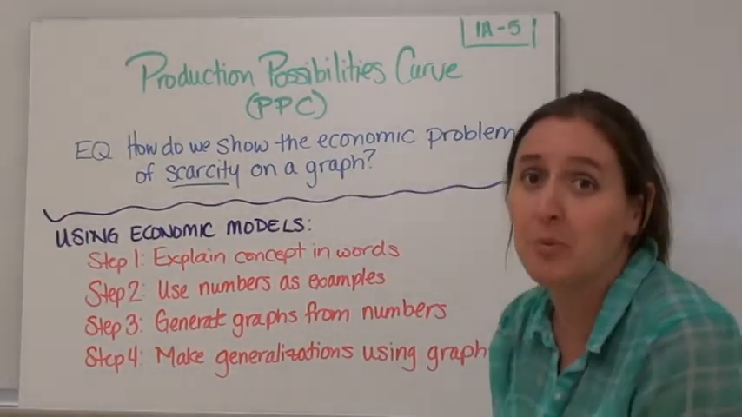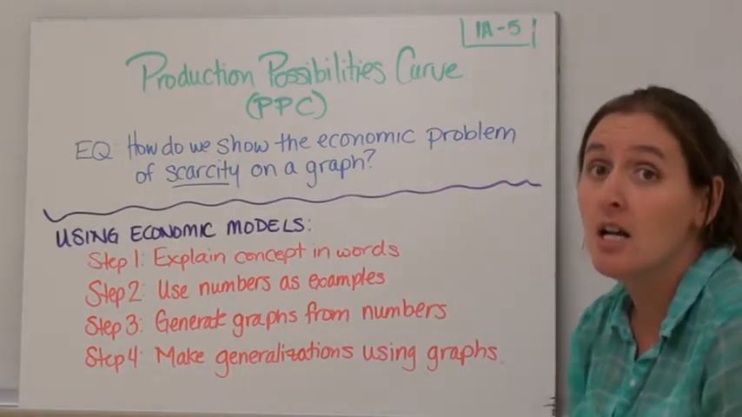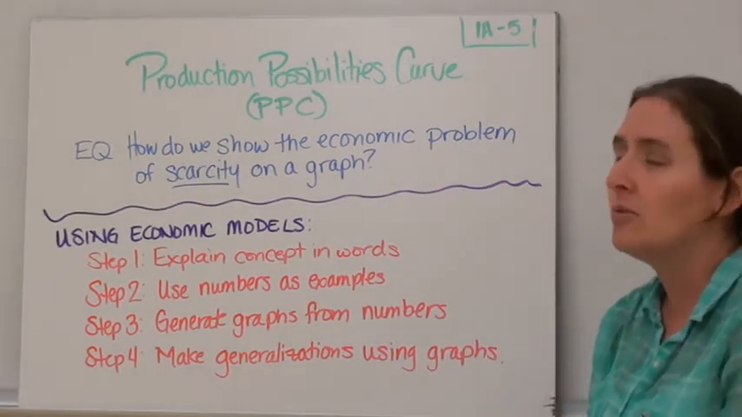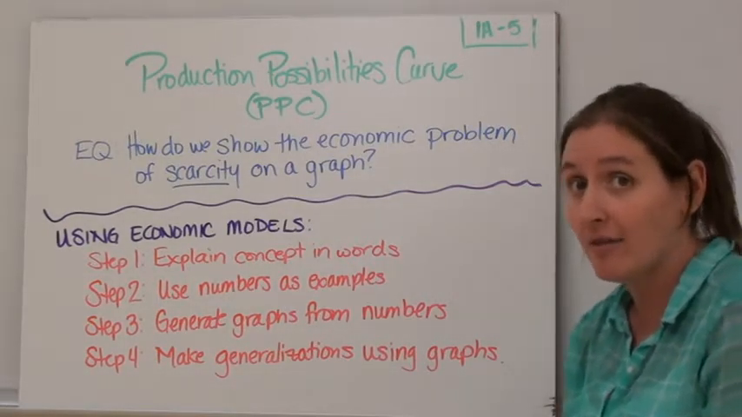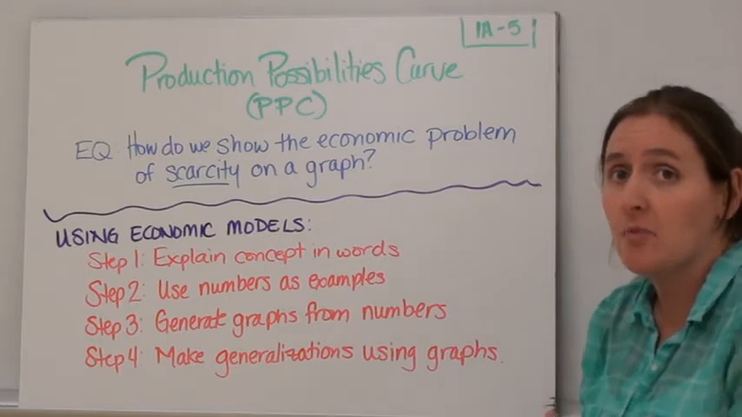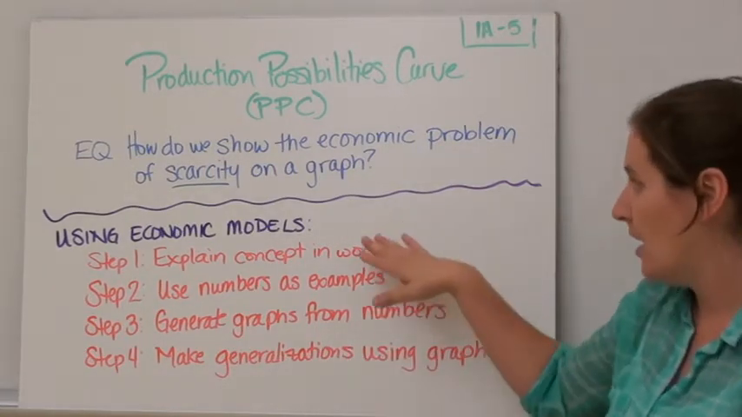Alright, welcome to the video on production possibilities curve. Our essential question for this section is how do we show the economic problem of scarcity on our graph? Basically, the PPC, or the production possibilities curve, is showing scarcity on a graph.